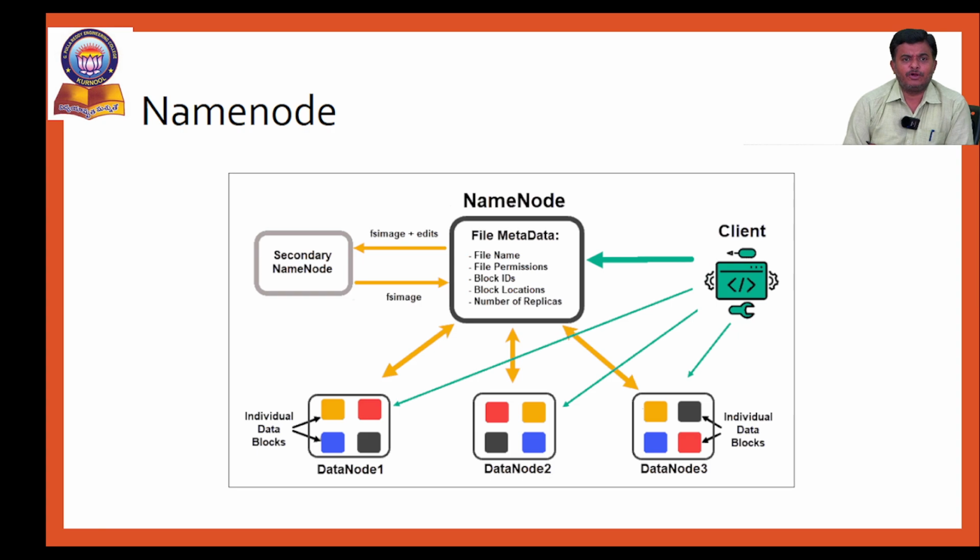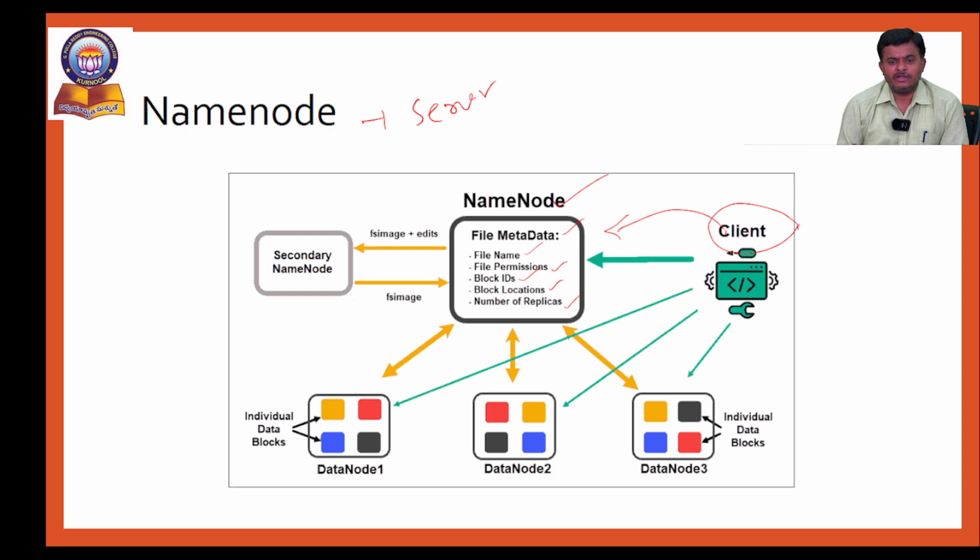So this is the name node, which we will call a server. It contains some information: file name, file permissions, block IDs, block locations, and number of replicas. Whenever a client requests some data, it will be forwarded to the name node, which has the metadata of the data available in the HDFS system.